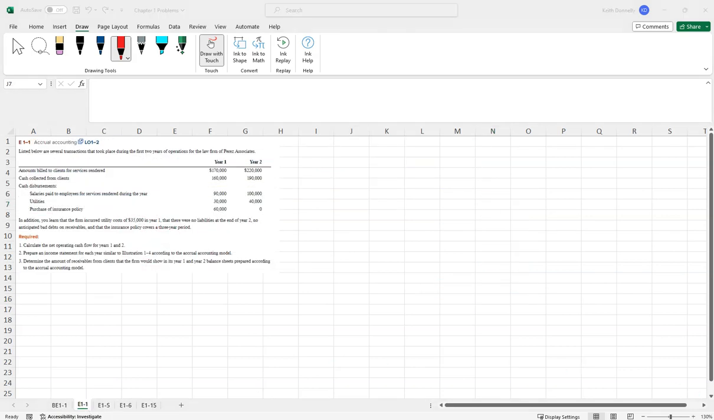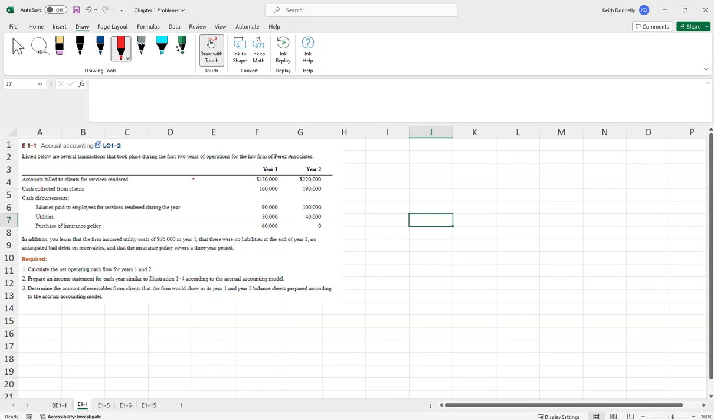All right, let's look here at 1-1. Here's another problem. After this it's just smaller things. This is the biggest problem in here. So they're giving us some information. Let me zoom in here. They're saying listed below are several transactions during the first 2 years, so we have year 1, year 2. It looks like we billed some, we collected some cash, we paid some cash. There are some additional facts here.